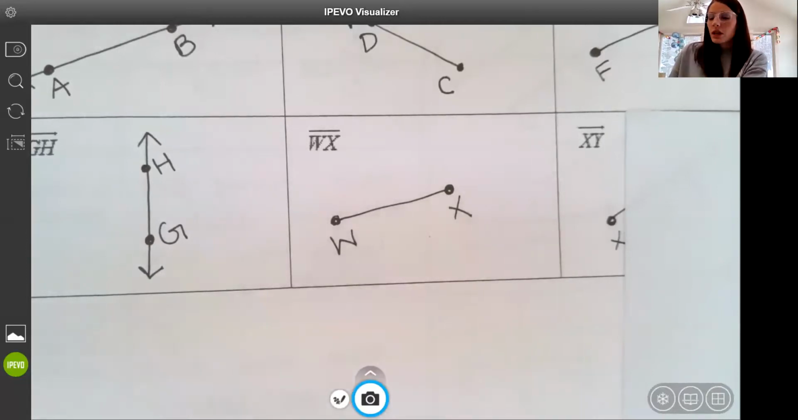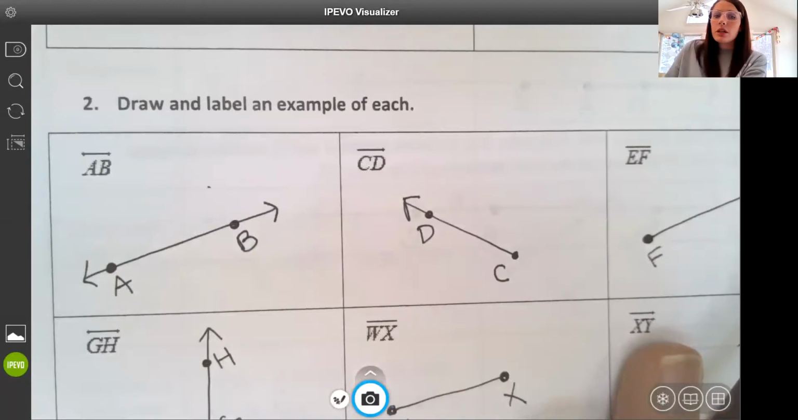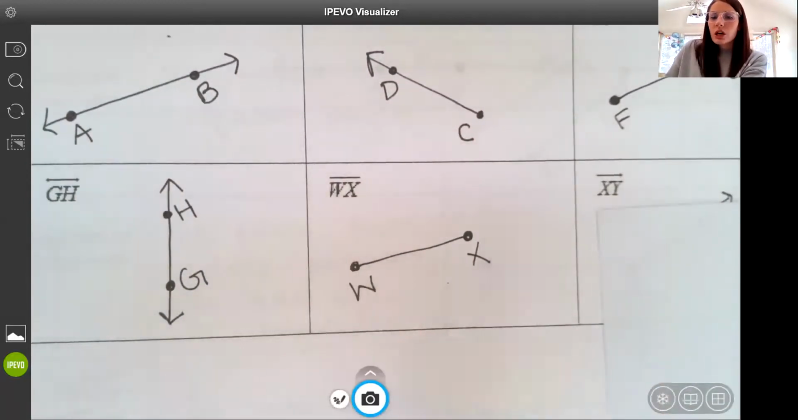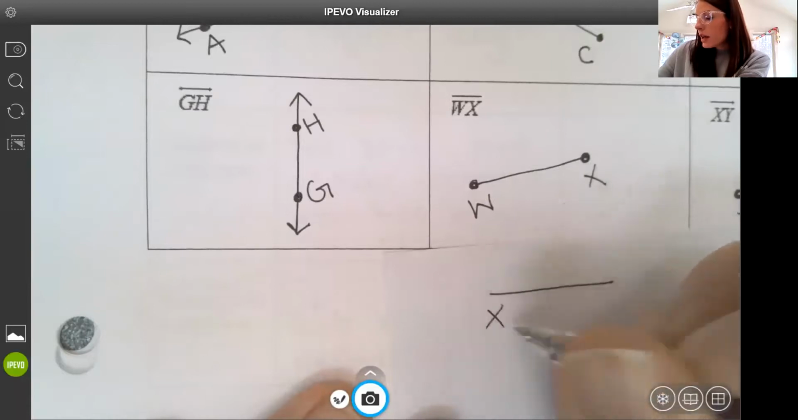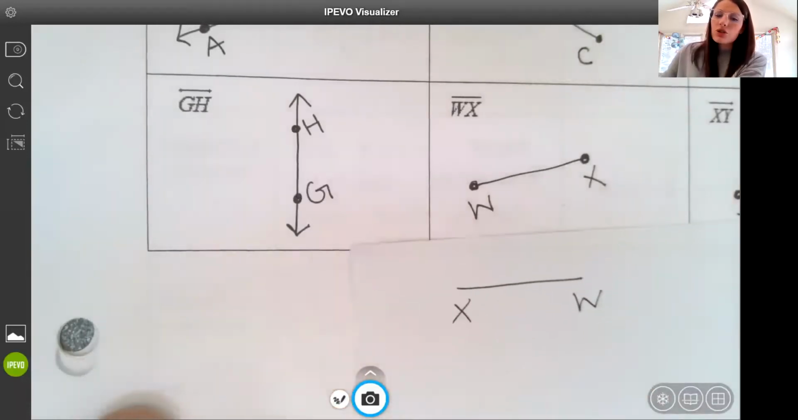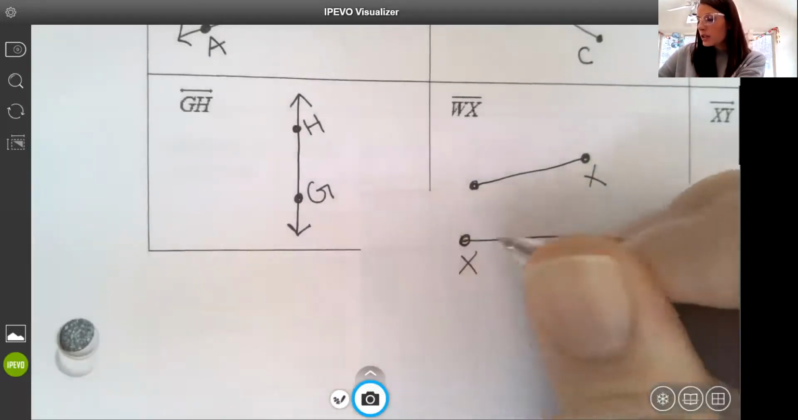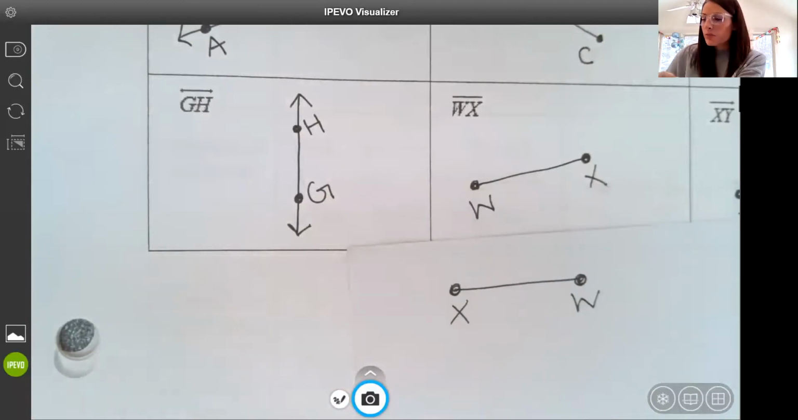So here's the difference. When the directions here are to draw and label an example of each, when we're drawing an actual diagram, you need to have dots. What I've seen on students' papers before is something like this, X, W, but there's no points marked. If I'm drawing a diagram of a line or a ray or a segment, I should have 2 points on there somewhere, clearly identified.